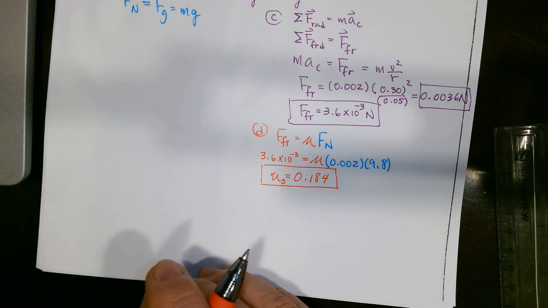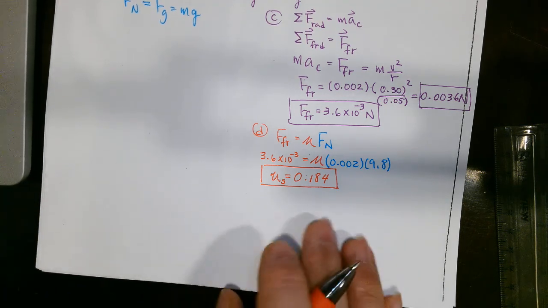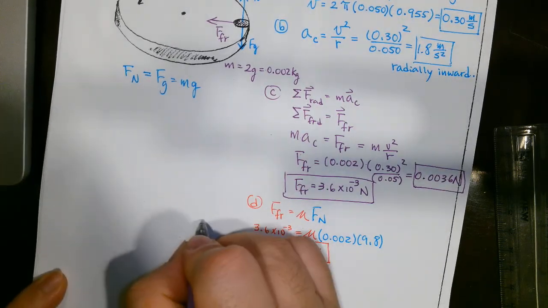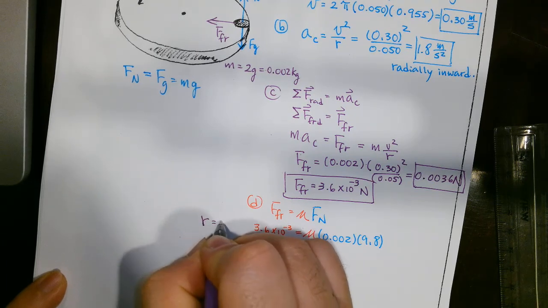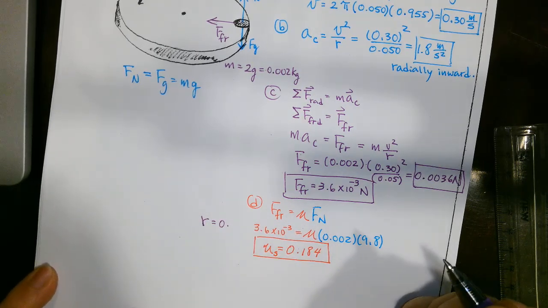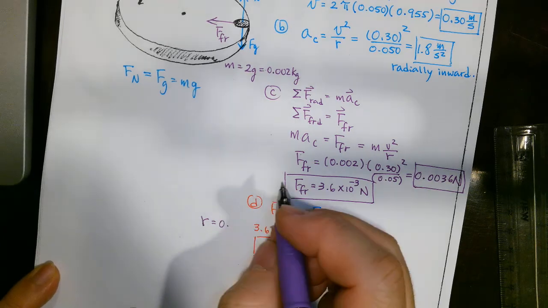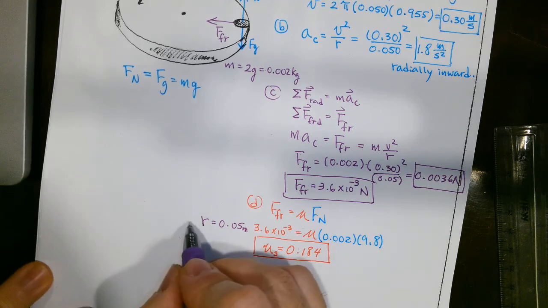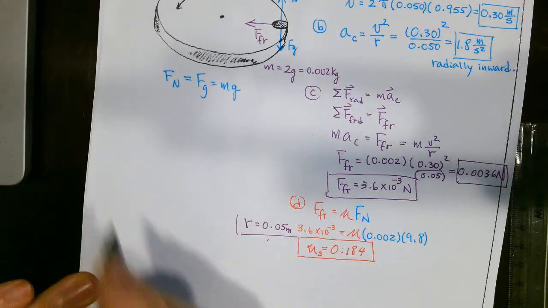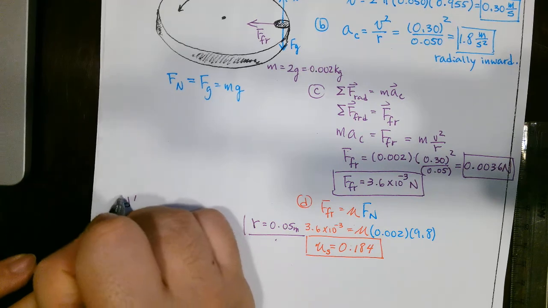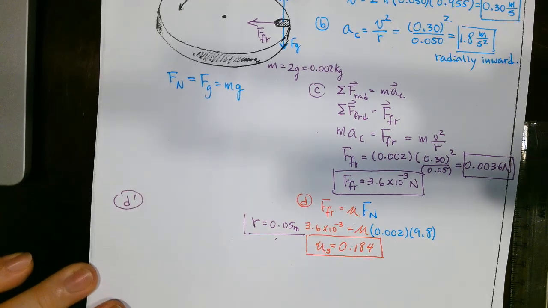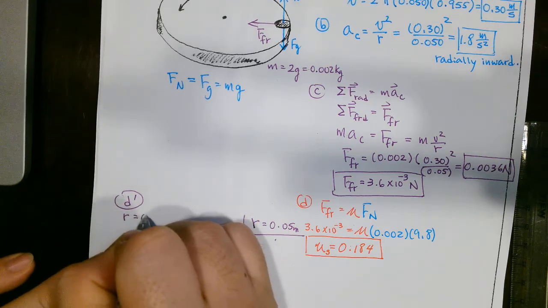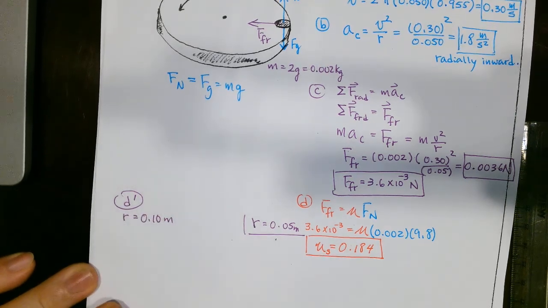Then for part, oh wait, this is when R is equal to 0.05 meters. So that's not really D, sorry. D prime. D prime. They want to know when it's 10 centimeters away. So my R is actually 0.10 meters.